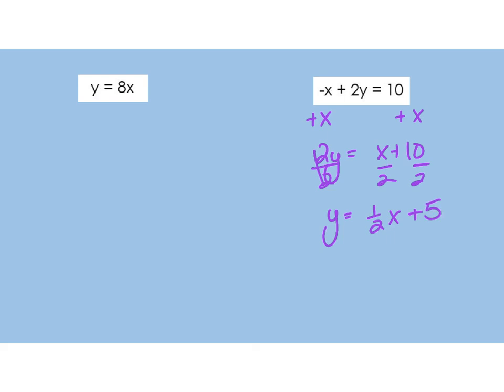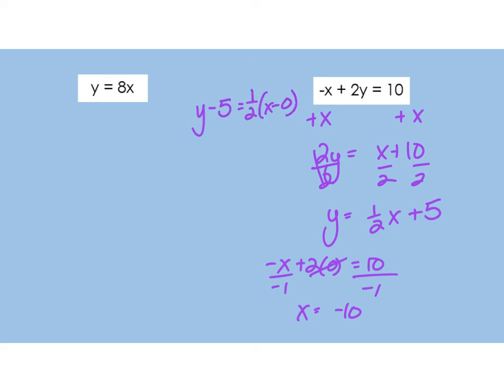But to find the x-intercept, I do it by substituting a 0 for y, so then we would have negative x plus 2 times 0 equals 10. So now I just divide by negative 1, so x equals negative 10. So our equation in point-slope form, that would be y minus 5 equals 1/2 times x minus 0. So y minus 5 equals 1/2 x.